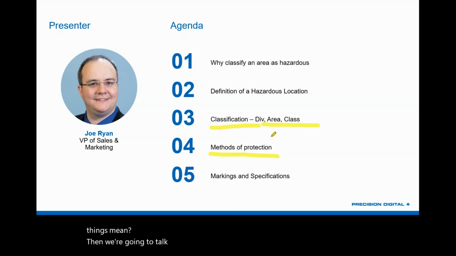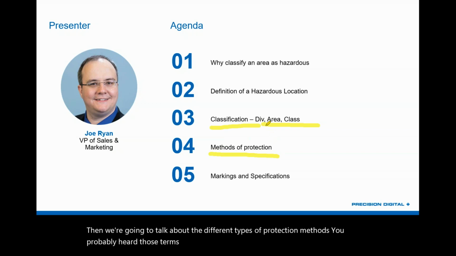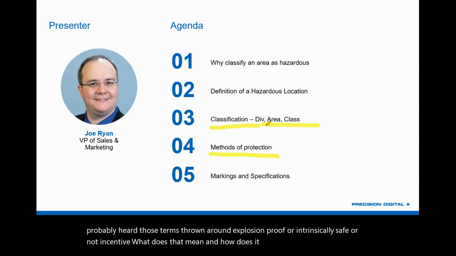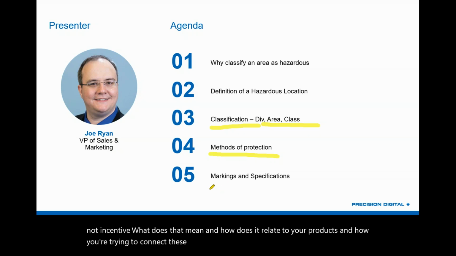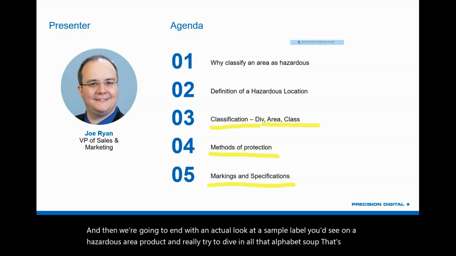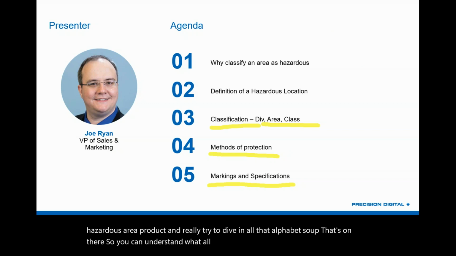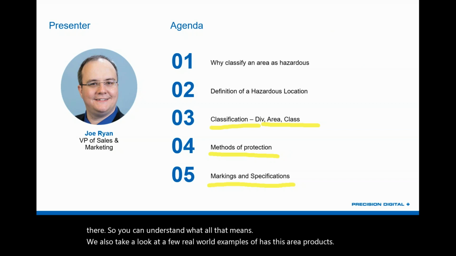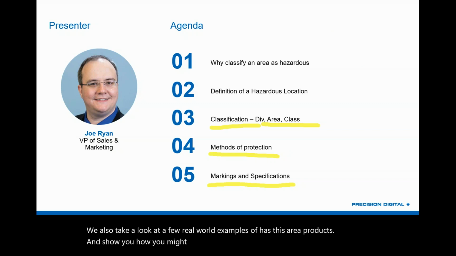Then we're going to talk about the different types of protection methods. You've probably heard those terms thrown around, like explosion proof or intrinsically safe or non-incendive. Well, what does that mean and how does it relate to your products and how you're trying to connect these up? And then we're going to end with an actual look at a sample label you'd see on a hazardous area product and really try to dive into all that alphabet soup that's on there so you can understand what all that means. We'll also take a look at a few real world examples of hazardous area products and show you how you might choose between one or the other or determine which kind of technology is right for you.